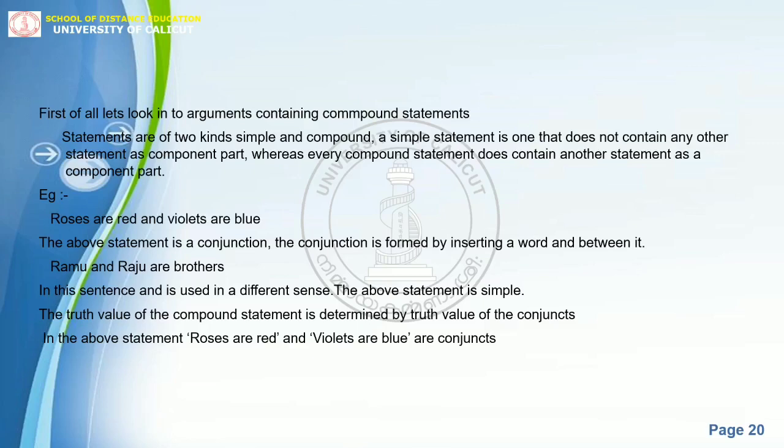The truth value of the compound statement is determined by the truth value of the conjuncts. In the above statement, roses are red and violets are blue are conjuncts.